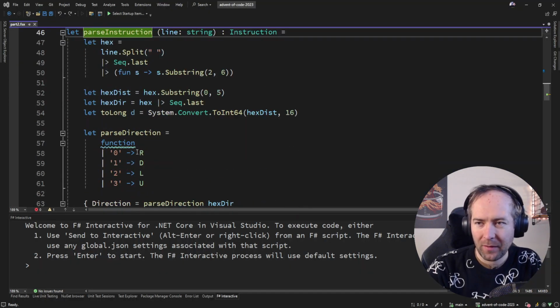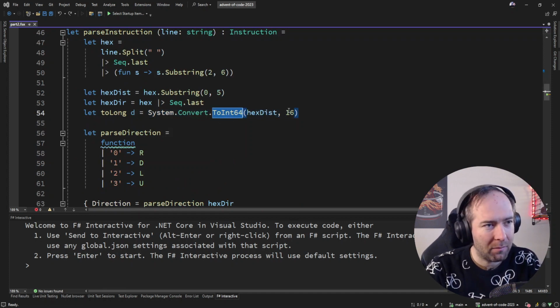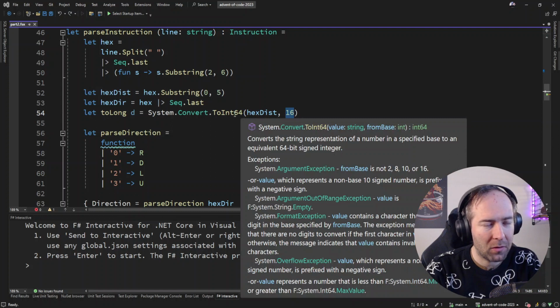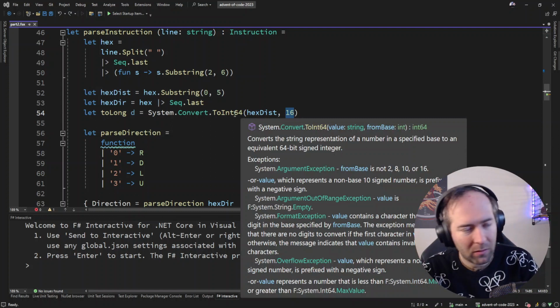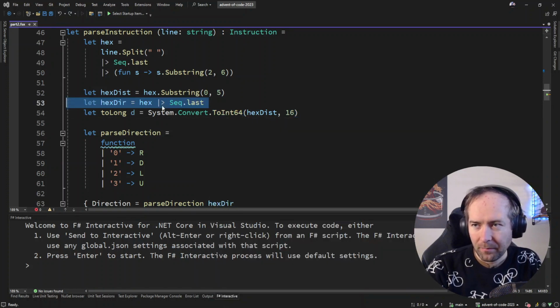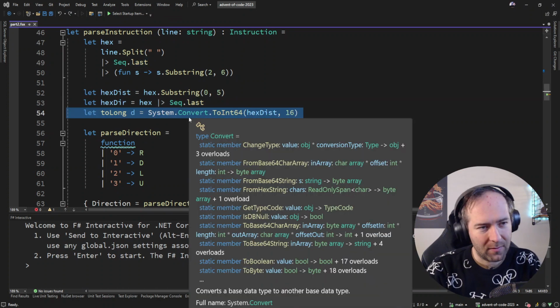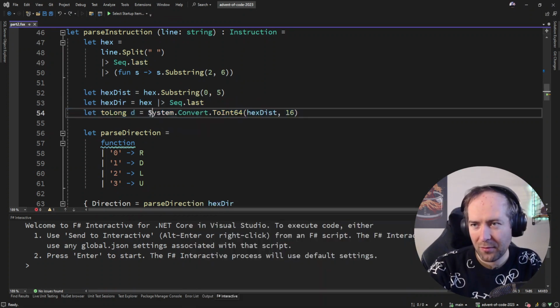So yeah, I parse those hex numbers. There's this System.Convert, and you can give the base. So you can convert from binary, octal, hexadecimal, from any kind of number system to base 10. So that's a nice helper function to know about. It's the .NET standard one. There's no F# sugar around it.